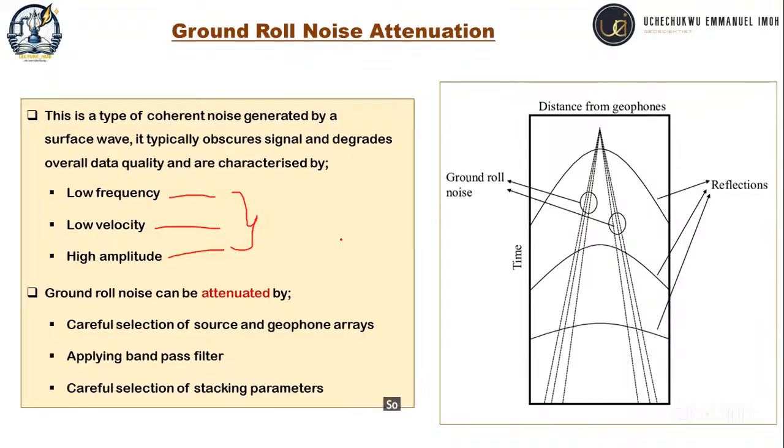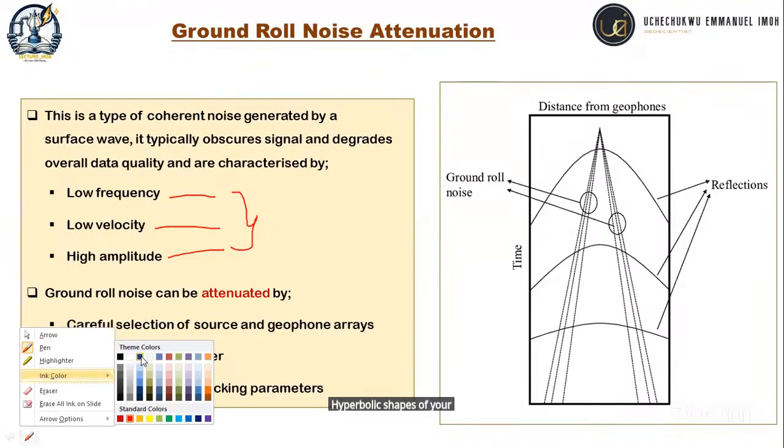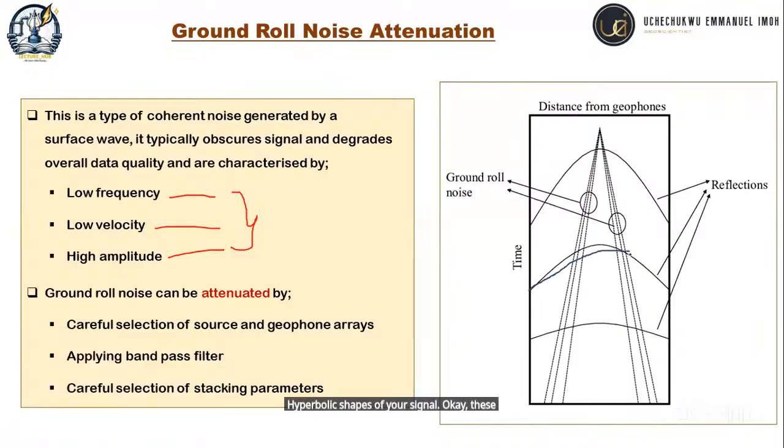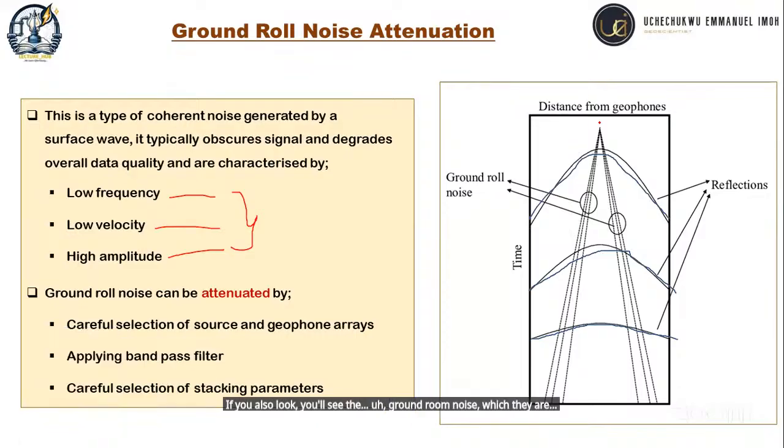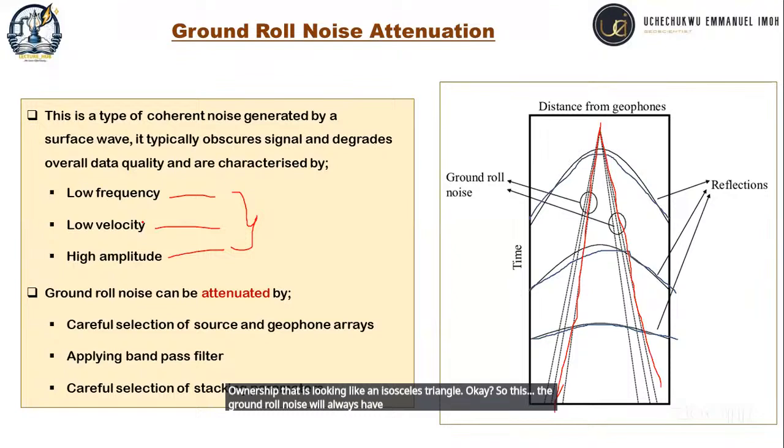So if you look at the schematic diagram on the right, you can see the hyperbolic shapes of your signal. This is your signal with their hyperbolic shape. Now, if you also look, you see the ground roll noise with their own shape that is looking like an isosceles triangle. So the ground roll noise will always have these three properties: low frequency, low velocity, high amplitude.